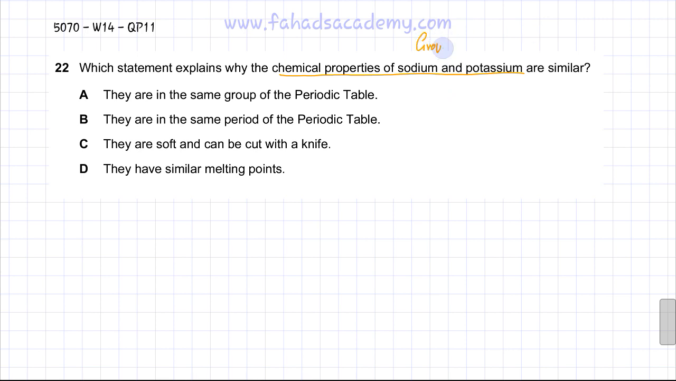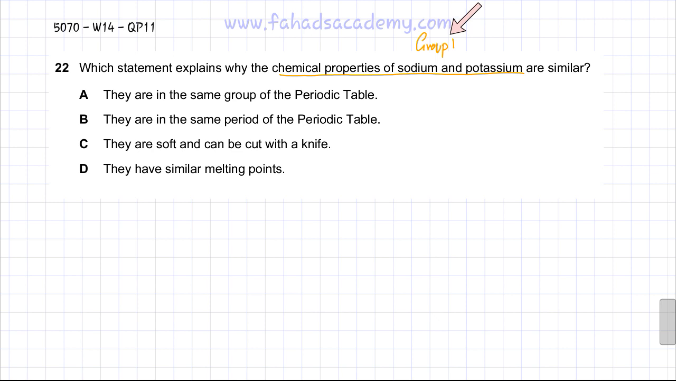Remember, in a periodic table, if the elements belong to the same group, then the outer electronic configuration is the same, and a lot of their chemical reactions are also pretty much the same. So for example, sodium and potassium belong to group 1, which means that they are metals, but they are very highly reactive metals, and they are soft. They can be cut with a knife.